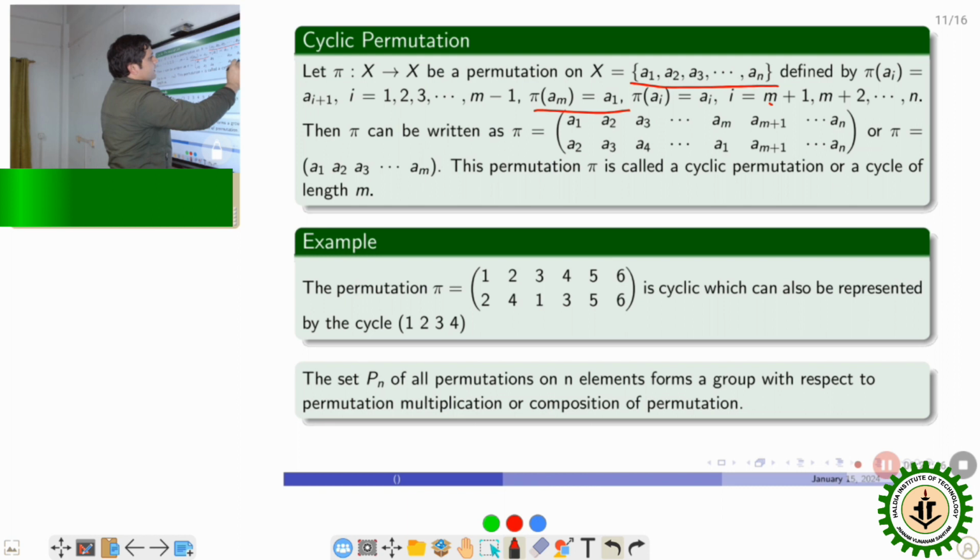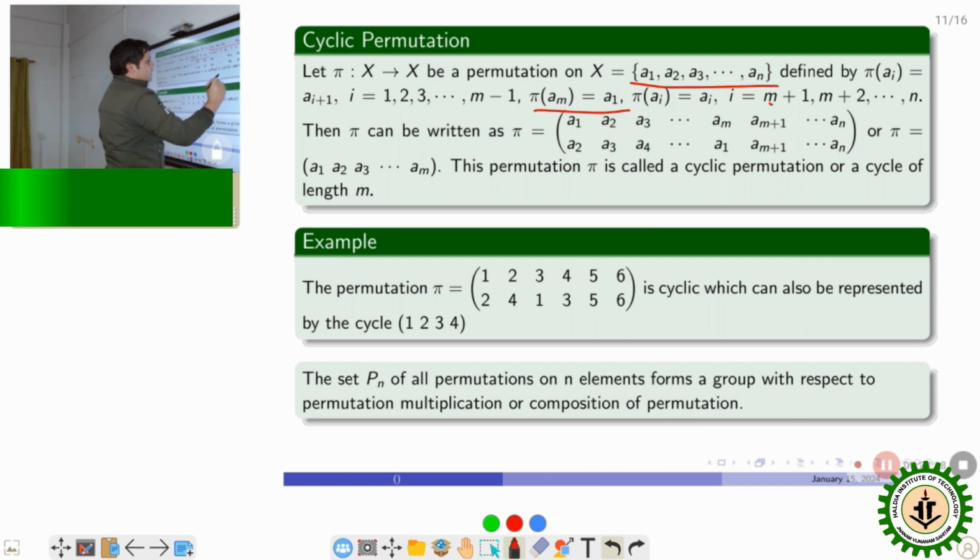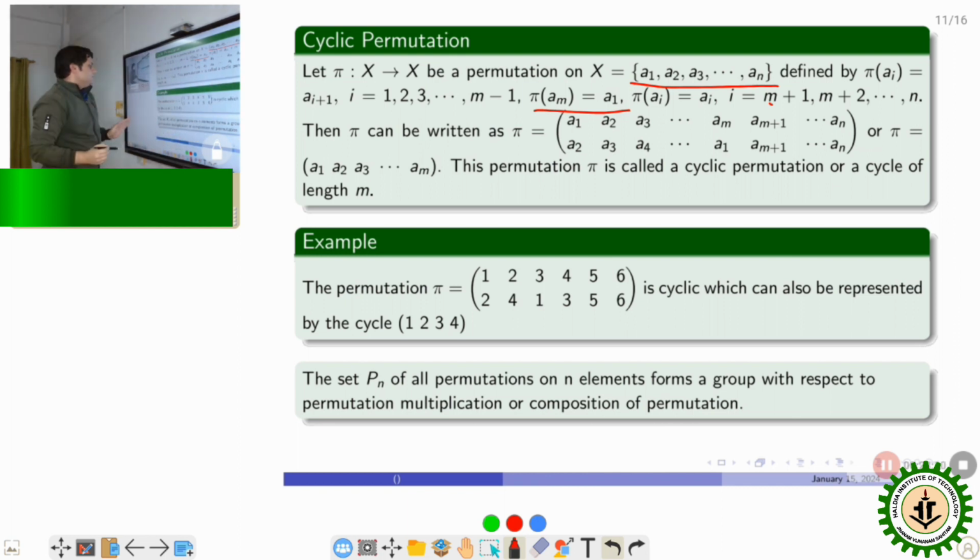That means a(m+1) maps to a(m+1), ..., an maps to an. Or we also write pi in this form: (a1 a2 a3 ... am). That means a1 maps to a2, a2 maps to a3, a3 maps to a4, ..., am maps to a1, and all other elements map to the same element. That means a(m+1) maps to a(m+1), a(m+2) maps to a(m+2), and so on up to an. This permutation pi is called a cyclic permutation, a cycle of length m.